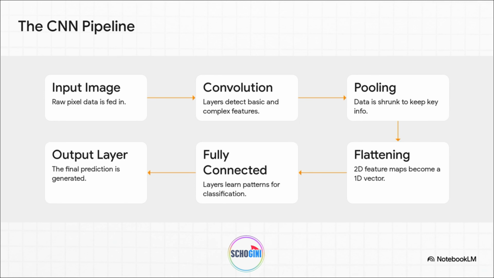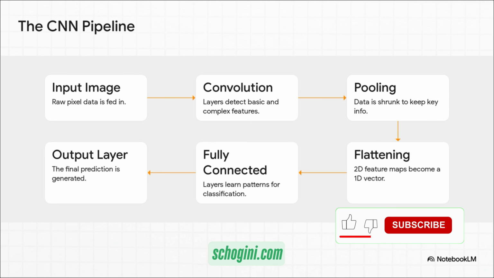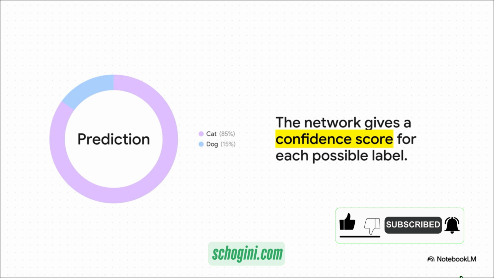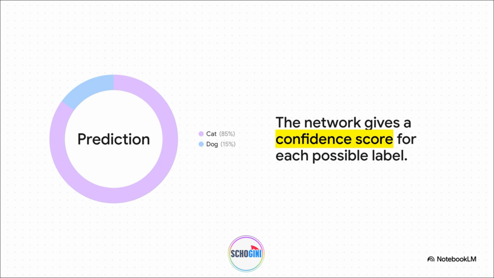After all that feature spotting, the final map of features is flattened into one long vector of data. This vector is fed into the fully connected layers, which weigh all the evidence. And from there, it's on to the output layer for the final verdict. And voila, here's our result. The network doesn't just give a simple yes or no, it gives us probabilities. Based on all the features it found, the pointy ears, the whiskers, the shape of the face, it's calculated that there's an 85% chance this is a cat and maybe a 15% chance it's a dog. The highest probability wins, and the machine has made its choice.